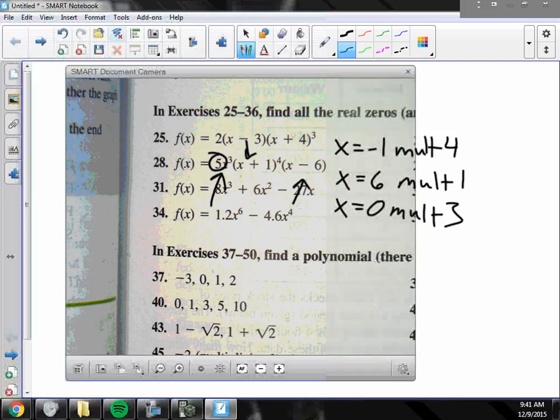So this 5 here has no bearing on the roots. In fact, you can multiply a polynomial by any, it's called a scalar. It scales the height. You can multiply a polynomial by a scalar and it won't change the roots. It'll change the graph, but not the roots.